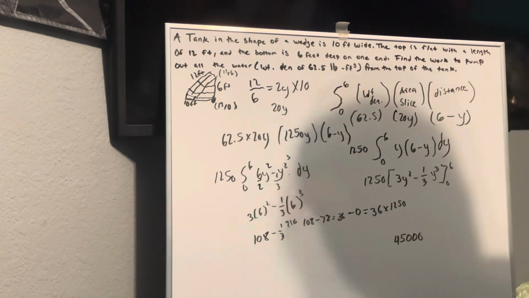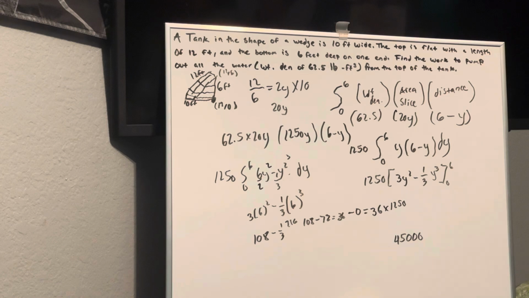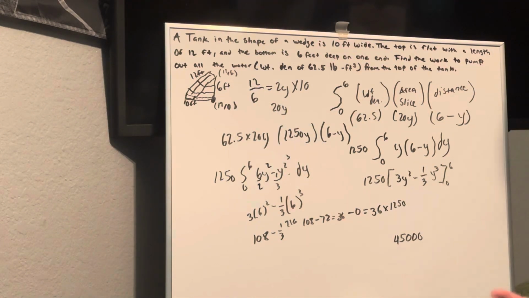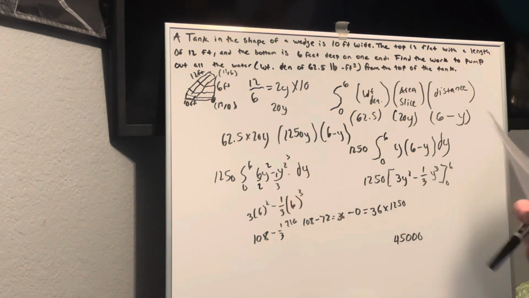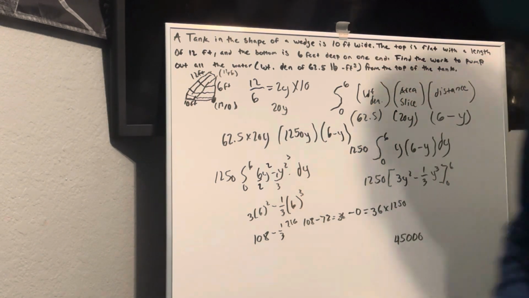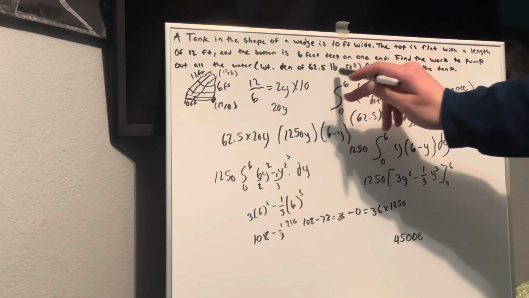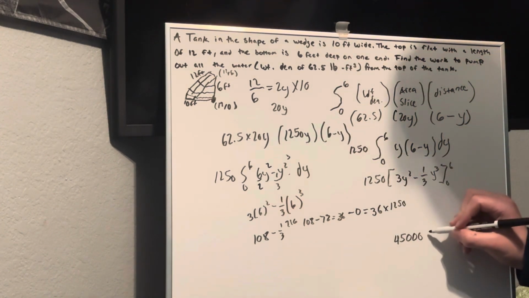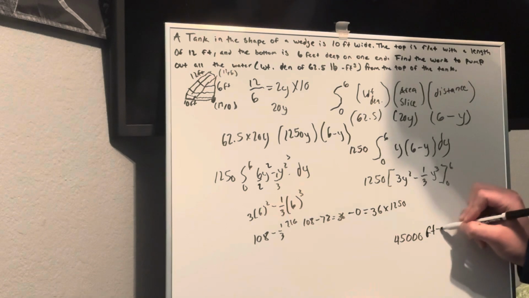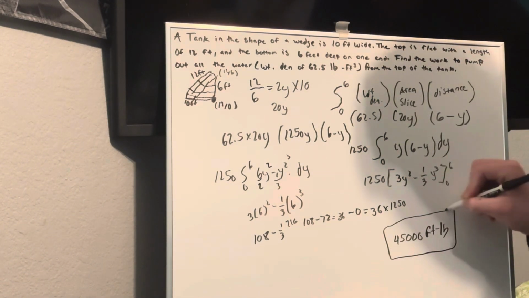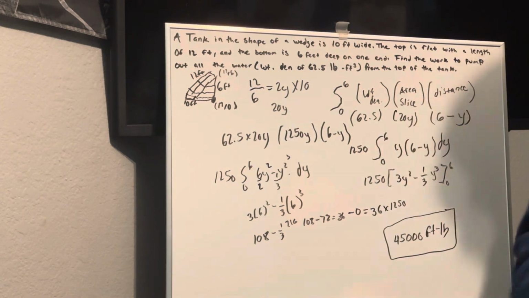All right, now that we have 45,000, can we circle or box our answer? The answer is no. We can't box our answer yet. And the reason for that is because we didn't put our units. Now people think, okay, work, what is going to be work? It's going to be joules. No, it is not joules. Since we have a weight density of pounds per feet cubed, this means we are going to have foot-pounds. And that is our final answer. All right, and that's how you do number 7.